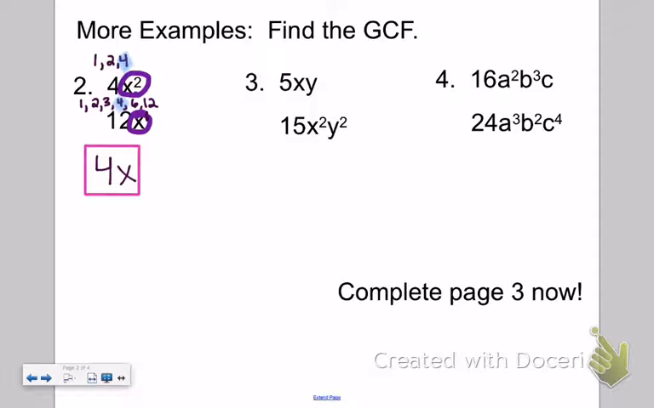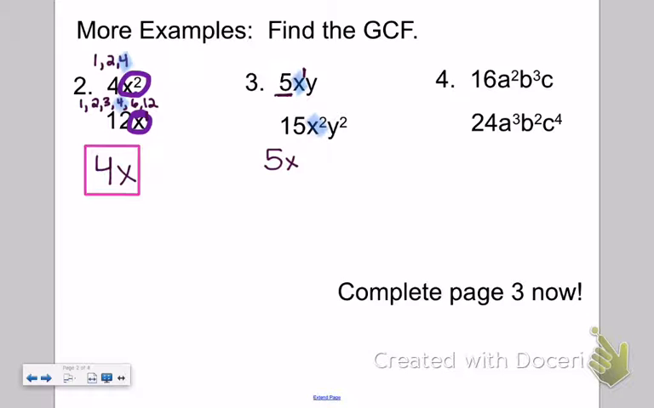Let's do this again. If we look at number 3, we have 5 and 15. So if we have a small number, always check to see if that's the GCF first. So because 5 goes into 15, 5 is the GCF of our coefficients. Now we look at our x's. I have an x to the first and an x to the second. Remember, you can only take out the lower number of those two. So I can take out an x to the first or just x.